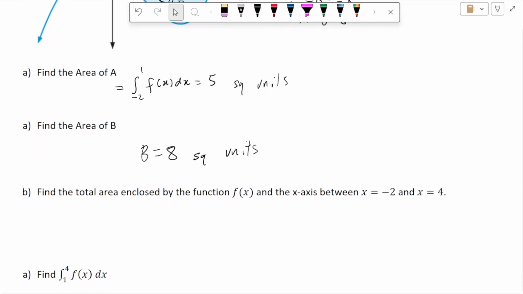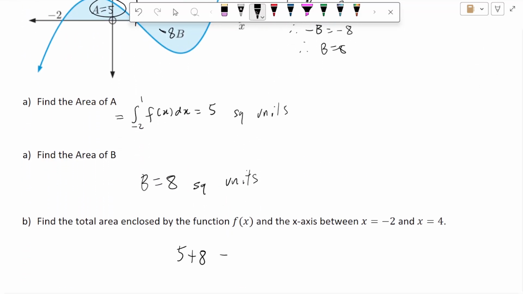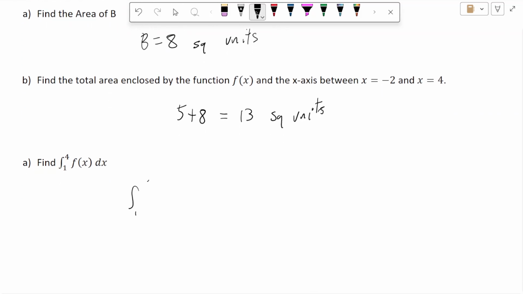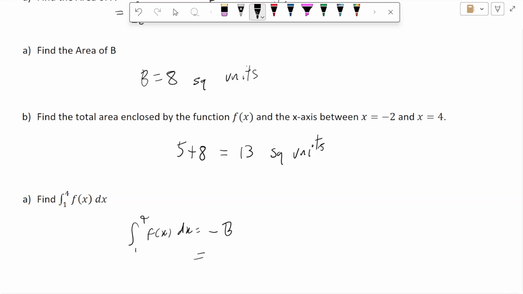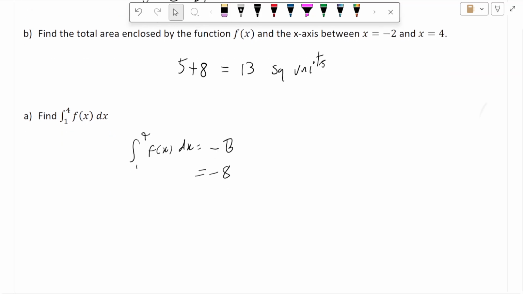Find the total area enclosed by the function and the x-axis. So this is just going to be 5 plus 8 is 13. So you interpret all the areas as positive and find the integral from 1 to 4. This is just going to be minus B. So it's -8. So it's the same as the area there, you just interpret it as a negative. And because they're just asking for an integral, no square units on this answer. When it asks for area, you put square units. When it asks for an integral, you don't. And integrals can be negative.